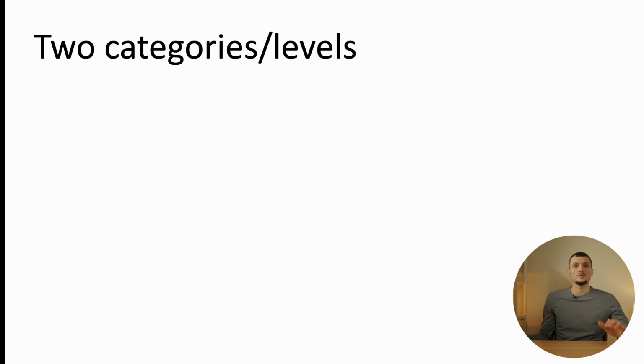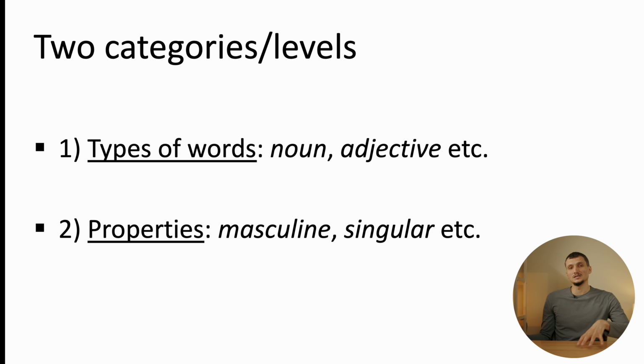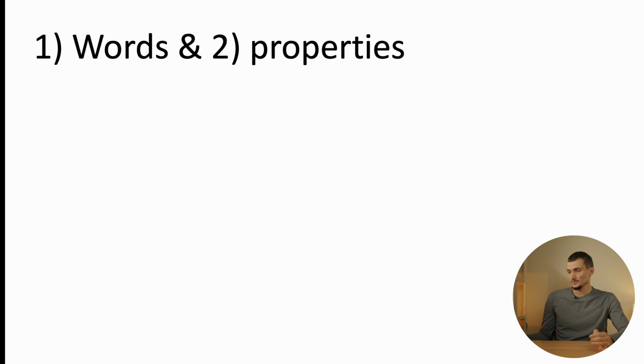And we say so far because in future lessons, we're going to have a total of three categories or three levels. So like we said, the first is types of words, noun, adjective, and so on. And the second is the properties that make up that word, like masculine, singular, and so on. So this is really useful to consider when learning new terms and can really make learning them easier. So we have words and we have their properties.